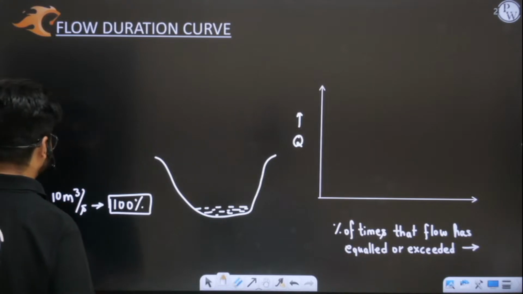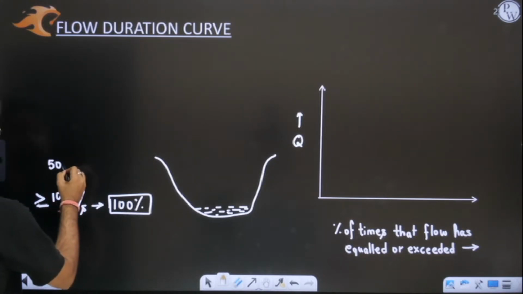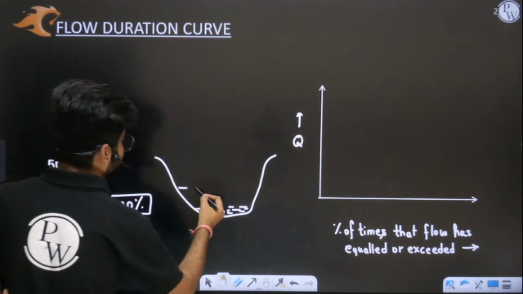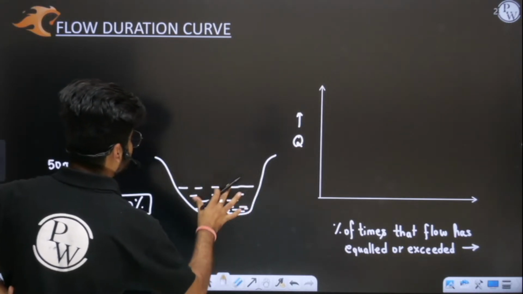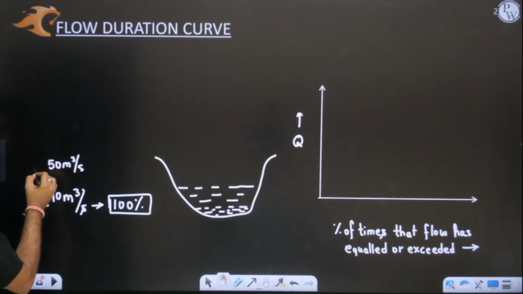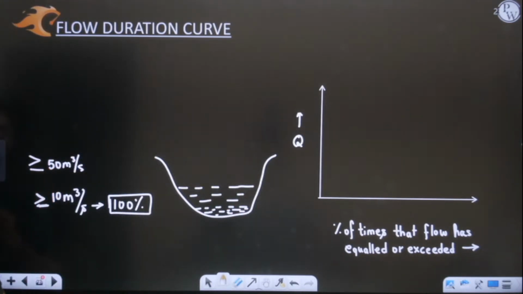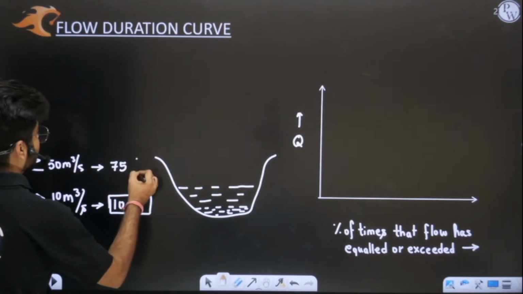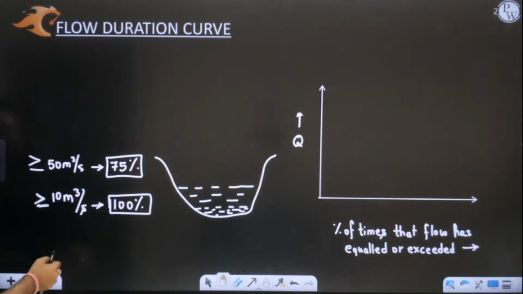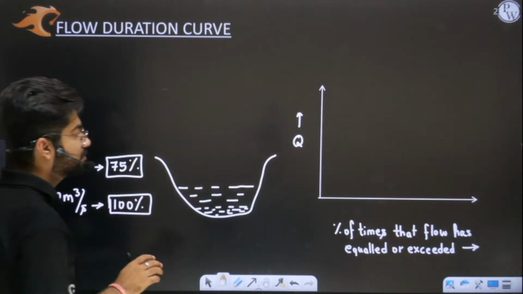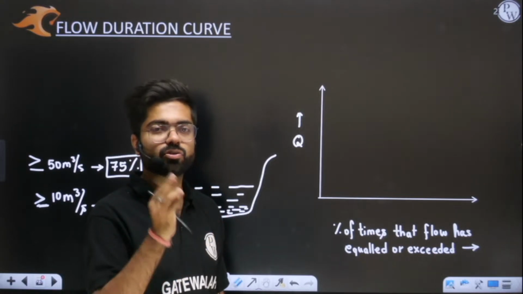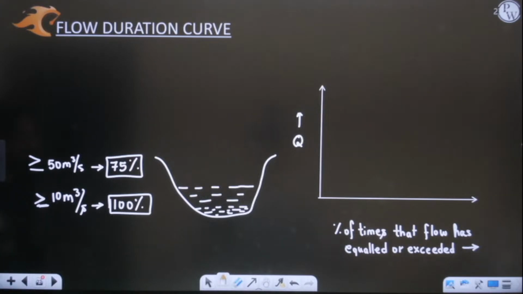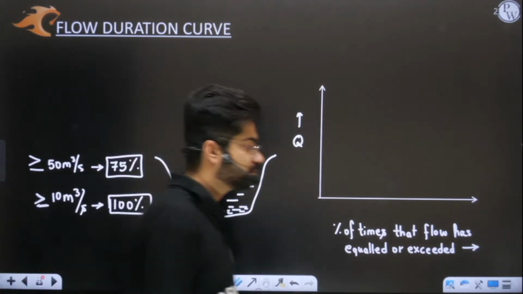Now let us increase the discharge. Let us say we are talking of 50 meter cube per second. What is the probability that my river has a discharge equal to or greater than 50 meter cube per second? Let us say this discharge is found 75% of the times. The value 75% means out of every 4 times, this discharge will be witnessed only 3 times. Out of 4, 3 times. 75% means this. Yes or no?